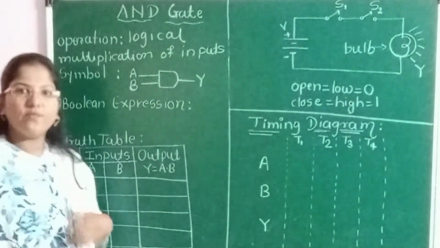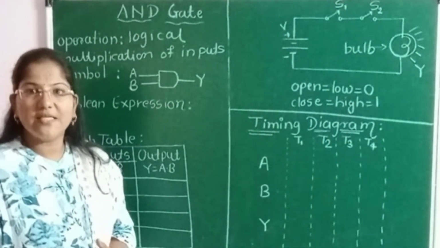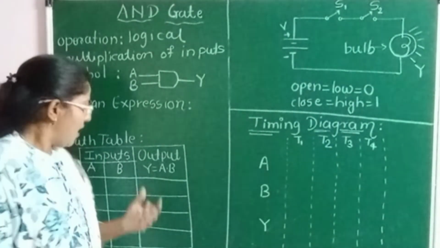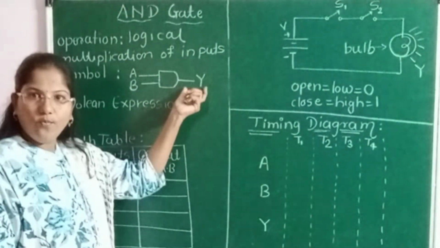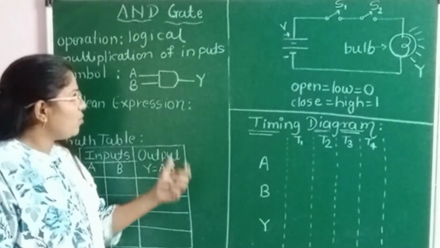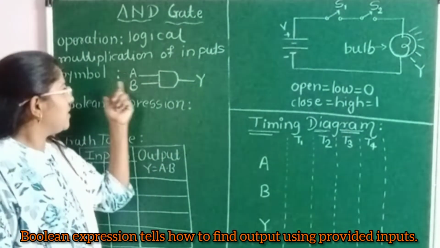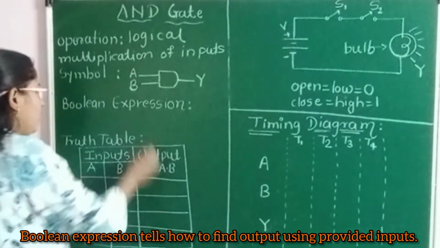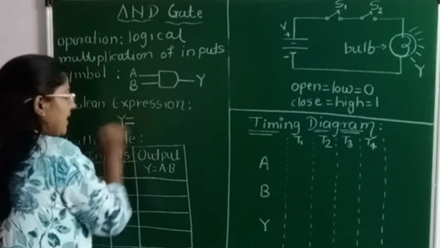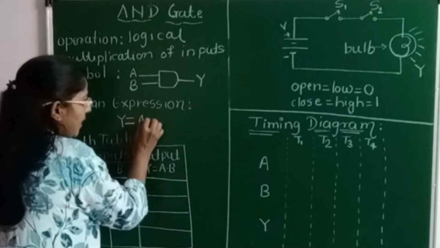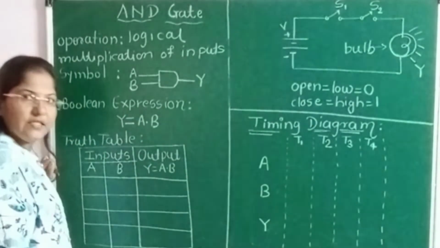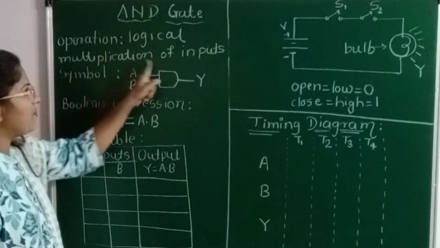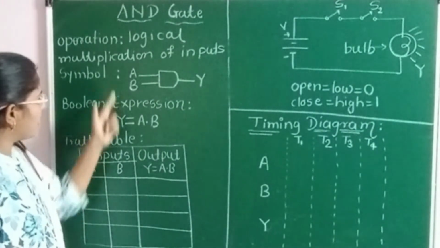Now the next one is the Boolean expression. First let me tell you what is a Boolean expression. A Boolean expression is the expression which tells you about the relationship between the inputs and the output, or it tells how to find out the output by using the provided inputs to the particular gate. So here the Boolean expression of the AND gate is Y equal to A dot B. Why is this A dot B? Because this AND gate is used to take the logical multiplication of the inputs.